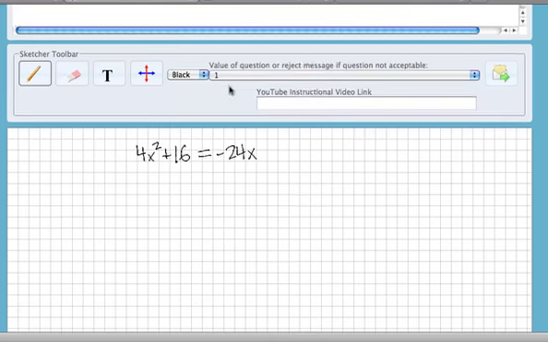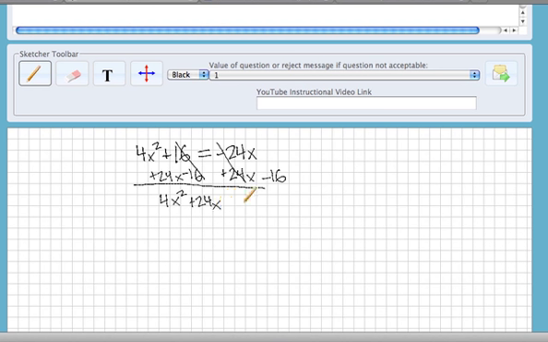So here you asked to solve by completing the square. The first step we're going to do is put the 24x on the left side here, and I'm going to subtract the 16 over as well, because we want to get all the terms that have x in them on one side and all the terms that don't have x in them on the other side. So we end up with 4x squared plus 24x equals negative 16.